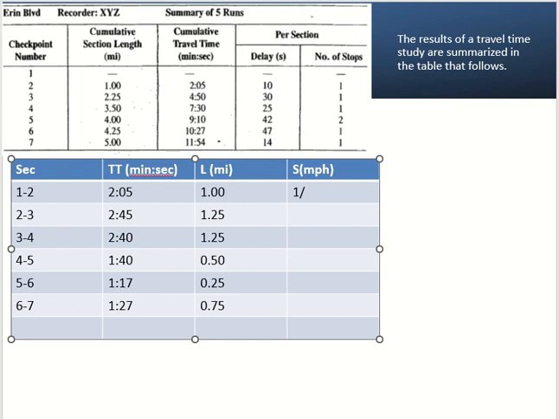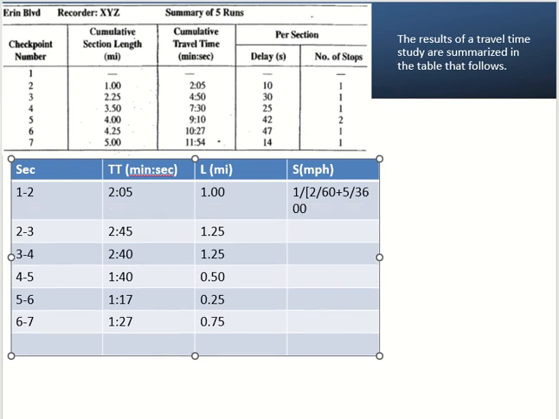So 1 divided by 1 is a length. I'm not taking inverse, okay? 1 is a length, 1 mile. Okay, so now we have time. Time is 2 minutes and 5 seconds, right? So 2 divided by 60 to convert to hour. And 5 divided by what? 3600, because it's in seconds.